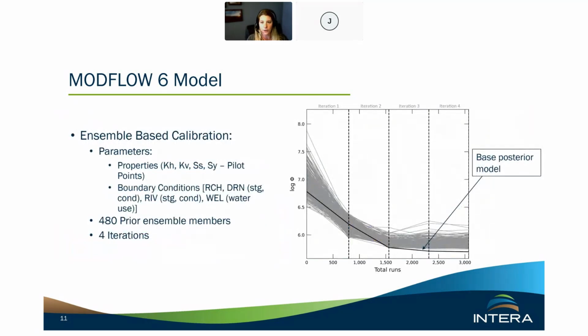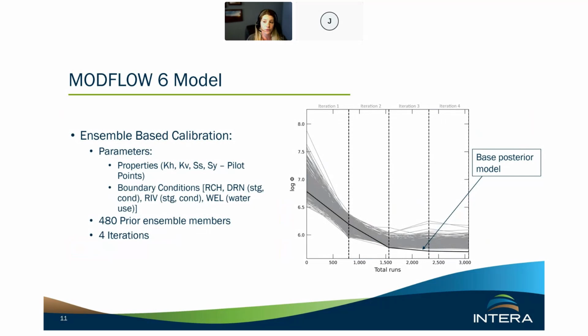To calibrate this model, we took an ensemble-based calibration approach because we knew we did want to do some uncertainty analysis with this model. So we calibrated to hydraulic conductivity, specific storage, and specific yield using pilot points. So pilot points mean that we include heterogeneity in the solution. And then for boundary conditions, we're also calibrating to the recharge, the drain, and river boundary conditions. We also included the well package because we acknowledge that there is some uncertainty in the water use data. So we allowed that to also vary as a parameter in our calibration.